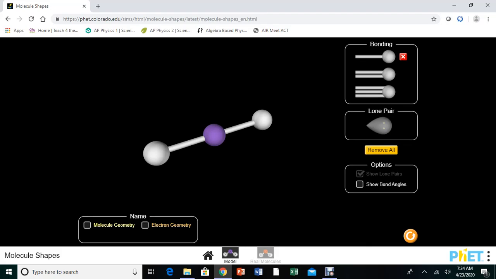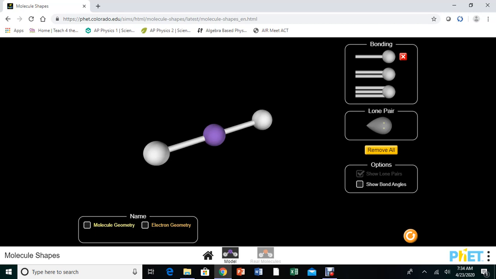So today what I want to go over is your molecule shapes activity and introduce a concept called VSEPR. VSEPR is a theory, and VSEPR is an initialism that stands for valence shell electron pair repulsion.